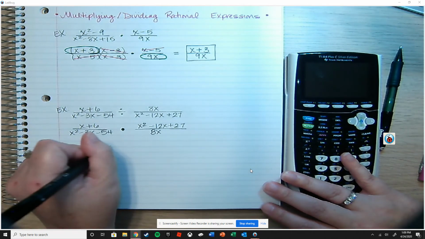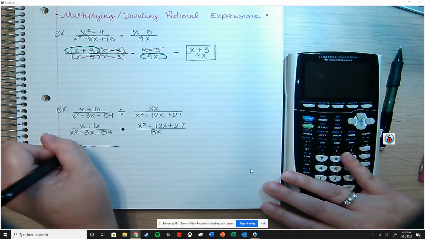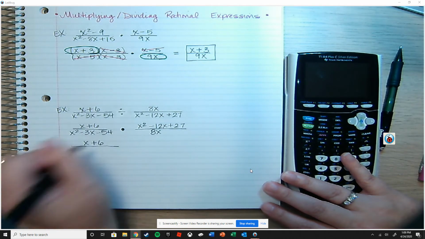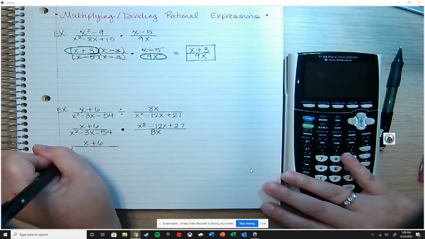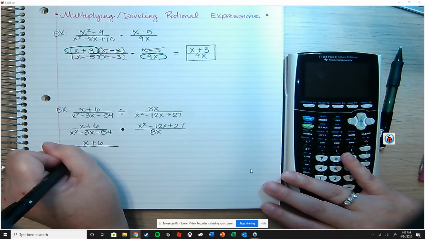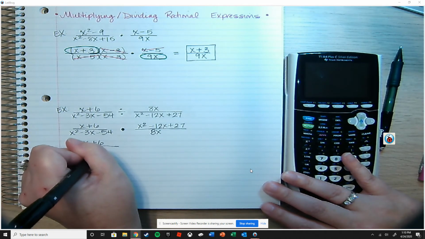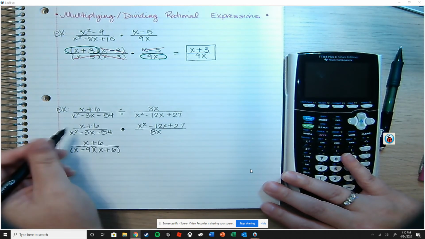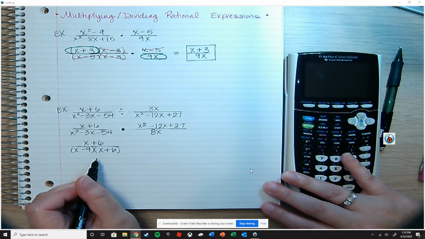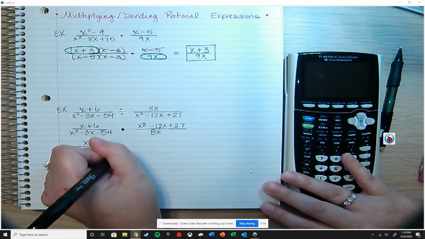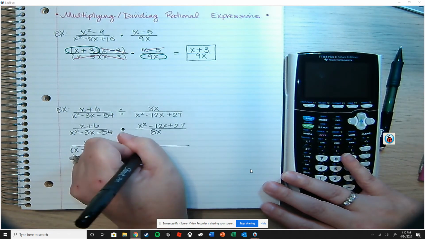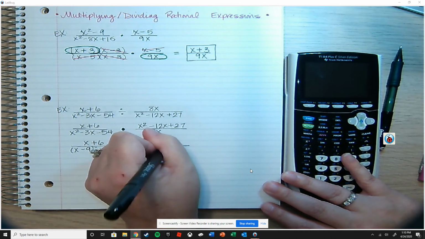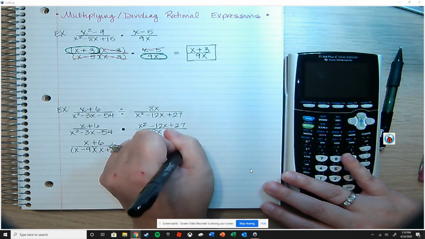All right. So the first one, x plus 6, you can't do anything with that. So x plus 6, x squared minus 3x minus 54. Well, that can factor to x plus, no, this is going to be a minus 9 times x plus 6 because I need to get that negative 3. All right, and then the numerator here times, that's going to be x minus 9 times x minus 3, and then 8x.